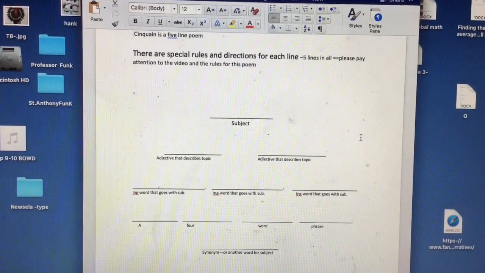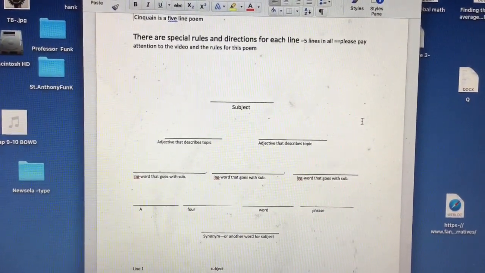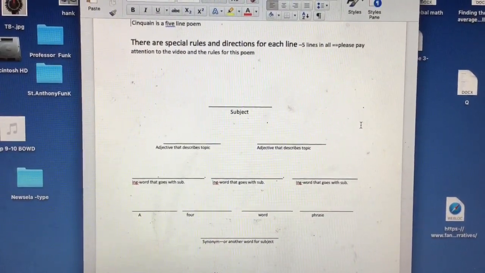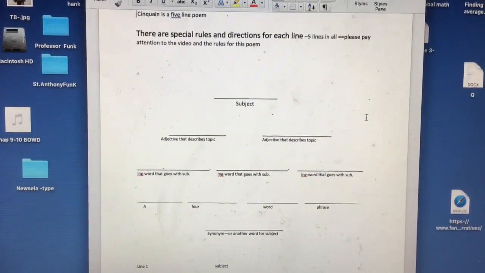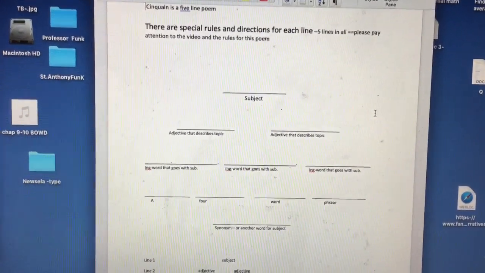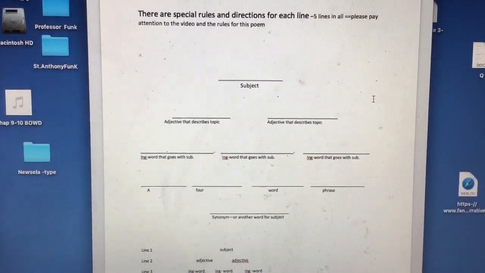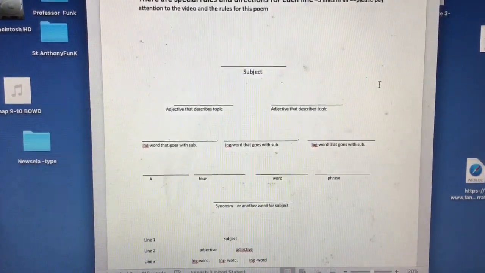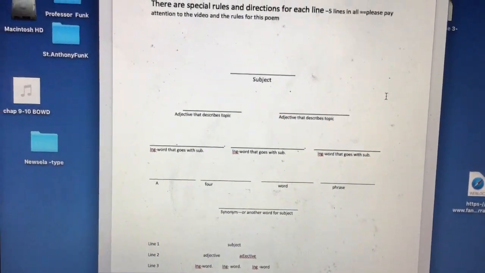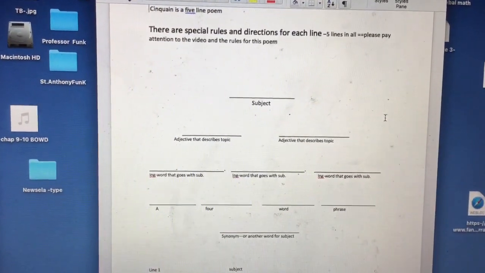Thank you. First thing I want you to notice is that there's 5 lines to the poem, and each line has a certain amount of words. The first line has 1 word, the second line has 2 words, the third line has 3 words, the fourth line has 4 words, and the fifth line has 1 word. So it goes 1, 2, 3, 4, back to 1, not 5. And each line has a specific job.